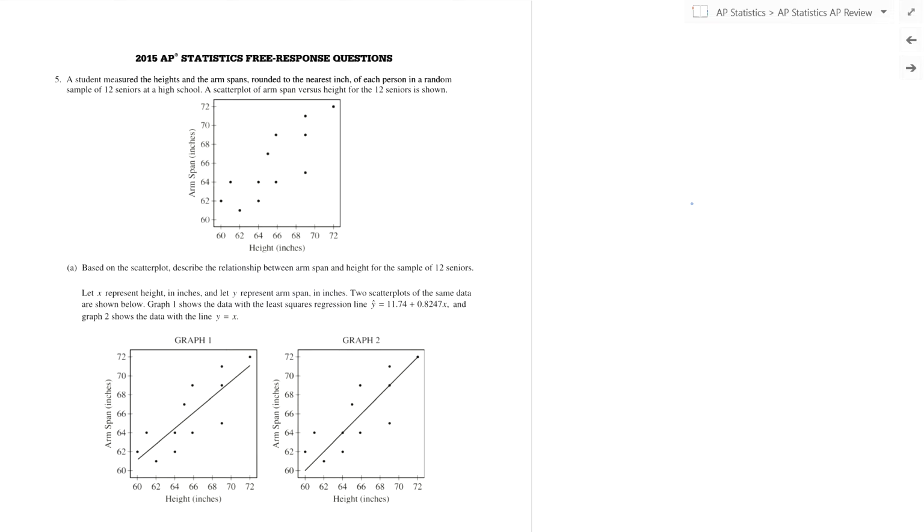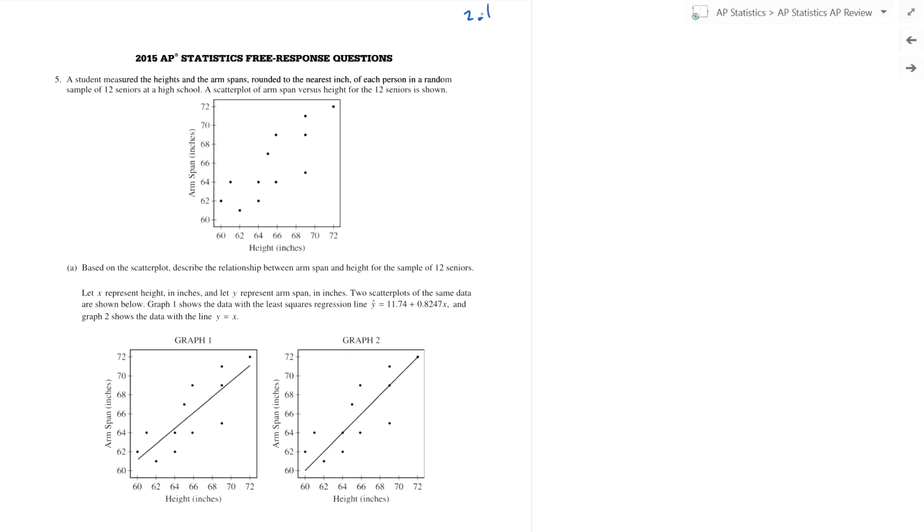Okay, here we go. Number 5. Average score on this was 2.1 or thereabouts. Okay, scatter plot. Reading the data, reading it.